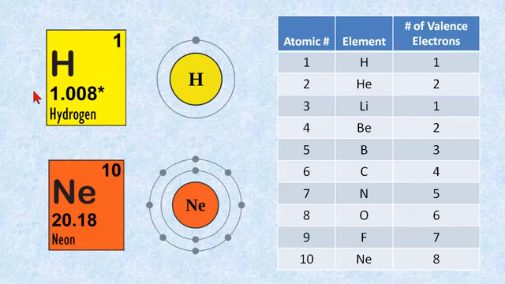Let's look at 2 elements here. The first one is hydrogen, the second one is neon. Take a look at your periodic table as you follow along. You'll note that the first element, which is hydrogen, is element number 1. It also has 1 electron when the atom is in a neutral state. In other words, it's not an ion. The same with neon. The atomic number is 10, which means it has 10 protons, and of course 10 electrons.